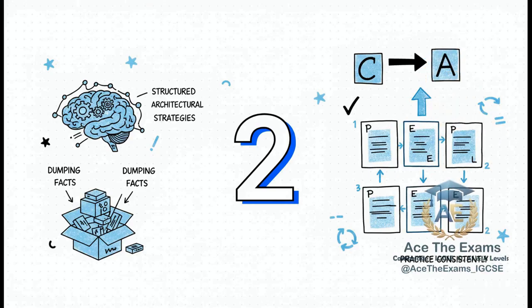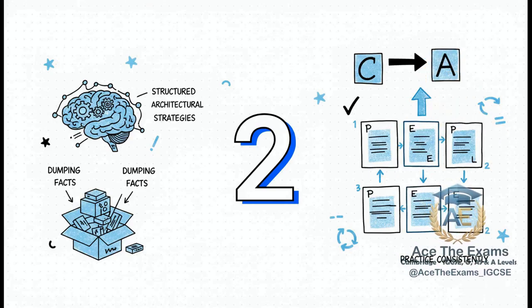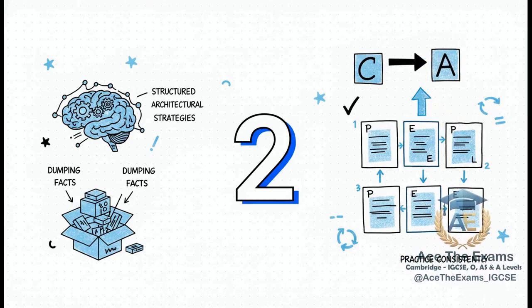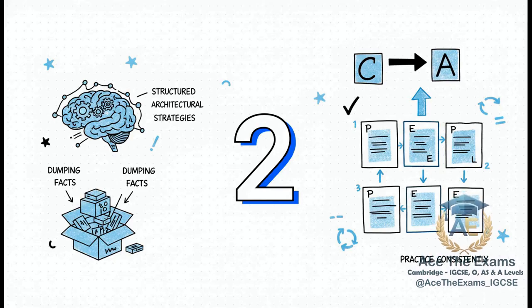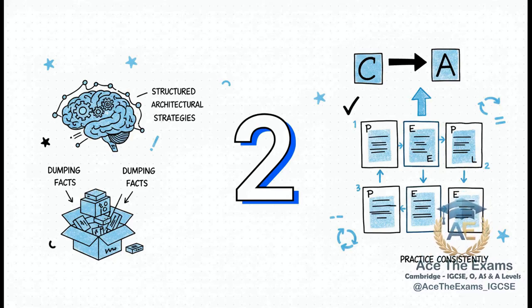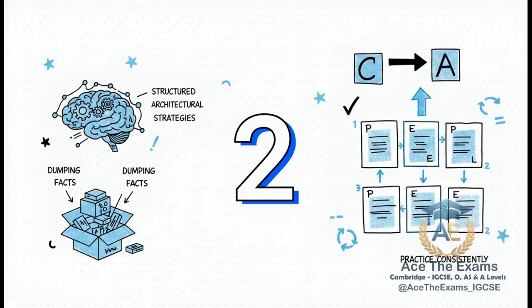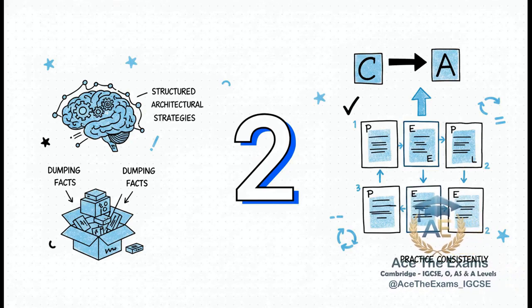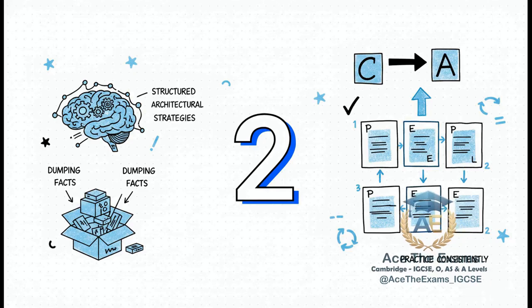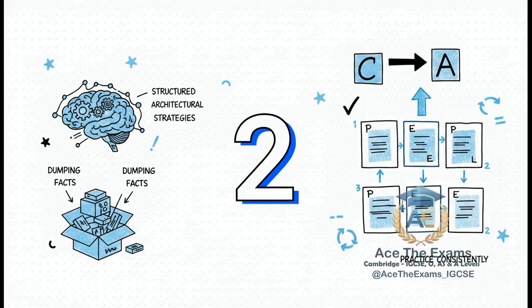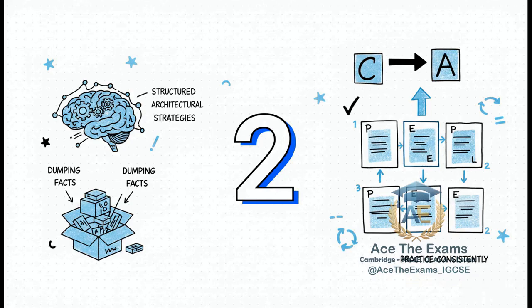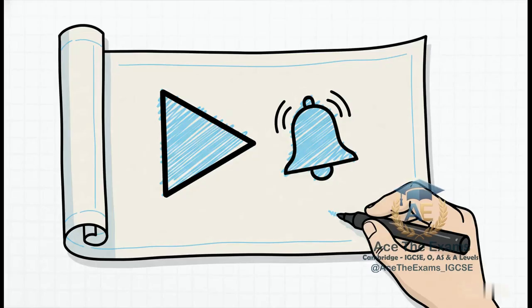And the payoff for this structured, architectural approach? It's massive. On average, students who transition from just dumping facts on a page to writing targeted, context-specific PEEL paragraphs see an improvement of 2 full grade boundaries. Let that sink in. That is the literal difference between a C and an A, just from changing your structural approach.